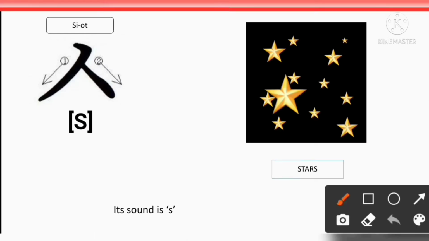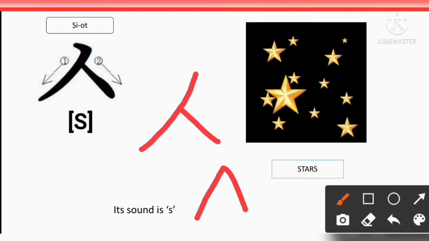Now this one is Siot, which sounds as S. Example, stars, twinkling twinkling little stars. So this is made like this: 1 and 2. There are other ways to make it, like some people make it like this, but the one which looks more native is like this. That's why I also make it like this.